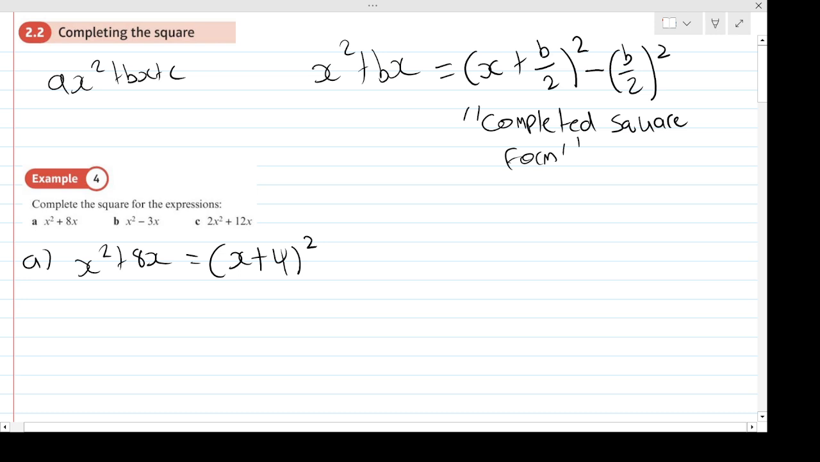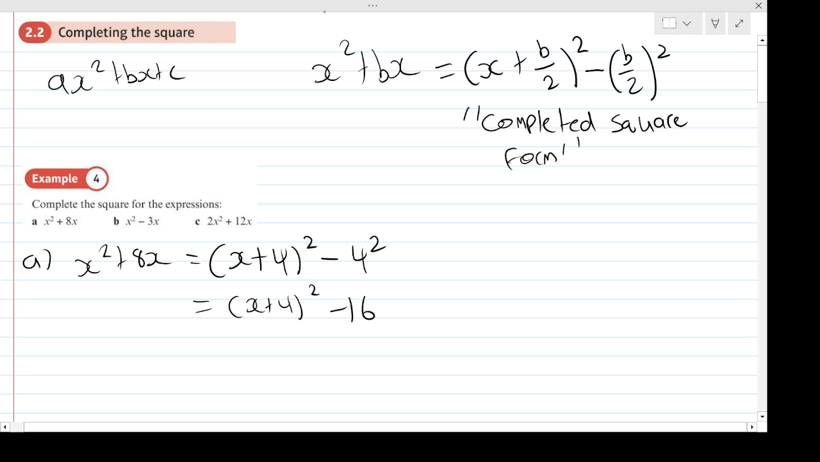Then I said I take away this number in the bracket. So take away 4, but then I'm squaring the 4, so it'd be minus 4 squared, and then I could simplify it. x plus 4 squared minus 16, because the 4 squared is 16, and that is completed square form. The whole idea is we try to get rid of these x's. There's two x's: we have an x squared term and an x term. The whole idea of the completed square form is to put just one single x, which is in this bracket here.